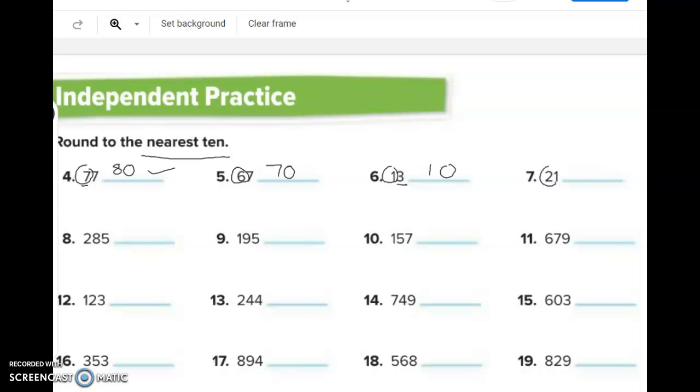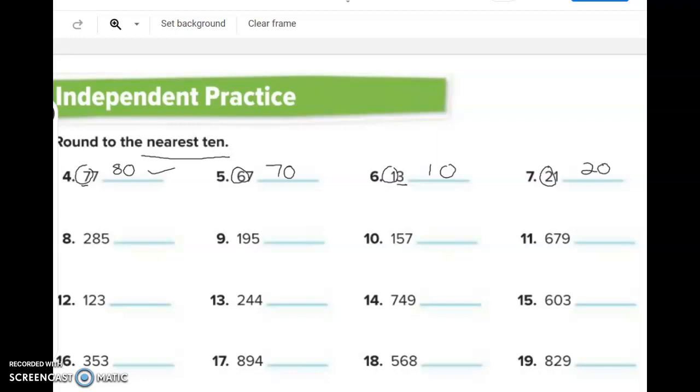On number 7, we have the number 21. Again, we look at the digit in the tens column, and it's 2. We look to its right, and it's 1. 1 is below 4, so it means it becomes 0, and the 2 remains the same, so it is 20.